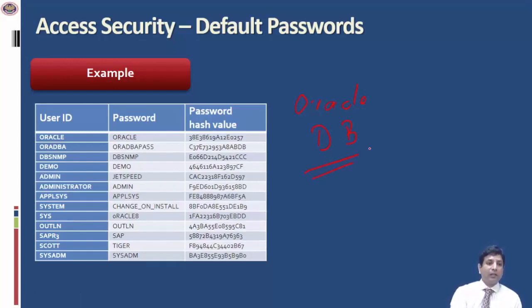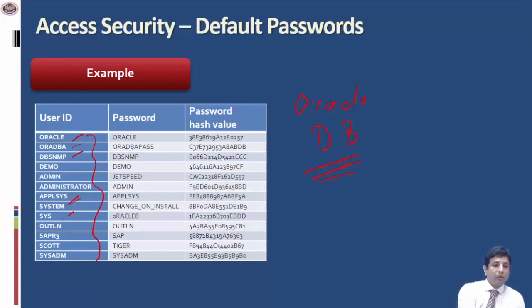As we can see here, there are several user IDs which are shipped at the time of installing or implementing a database. As we know, ERP works and stores data within the database. And when companies implement the database, there are several user IDs which are created. Some of them include Oracle or a DBA, DBSNMP, and the important ones are sys and system. So these are the admin IDs which we need to be careful about.